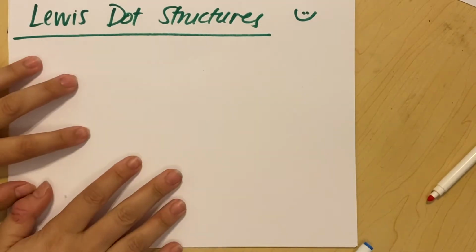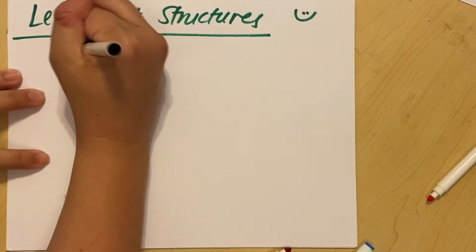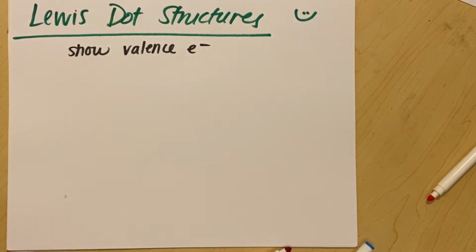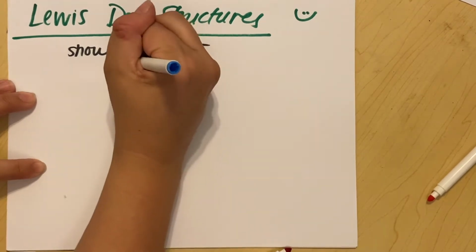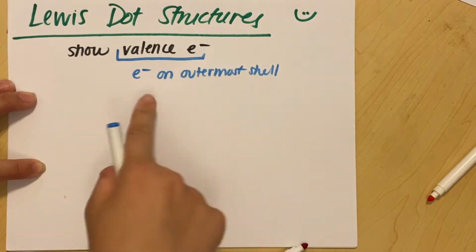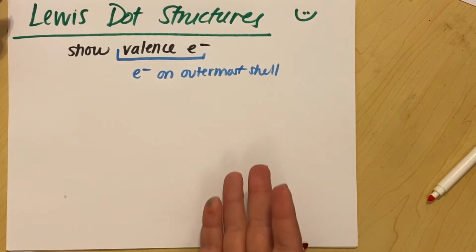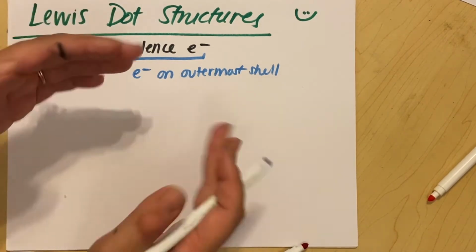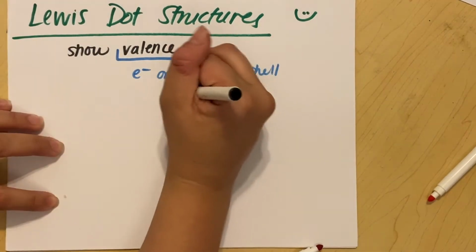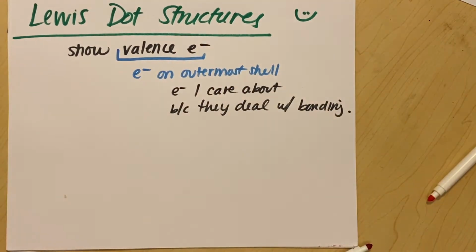Okay, in this video, we're going to be looking at Lewis dot structures, which is basically just a Bohr model, but made much, much easier. Lewis dot structures show only the valence electrons. A valence electron is an electron on the outermost shell of an atom. I only care about valence electrons because the electrons on the outside are the electrons that deal with bonding.